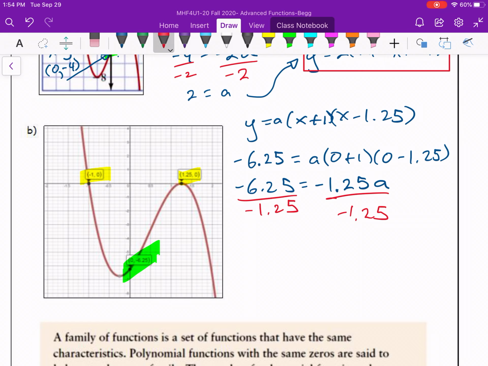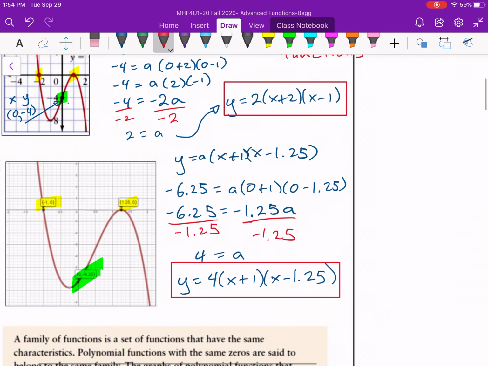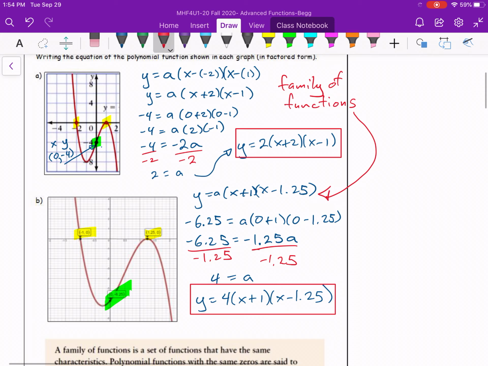And it turns out that negative 1.25 goes into negative 6.25 4 times. So the equation of this particular polynomial is 4 times (x plus 1) times (x minus 1.25). And again, this is a specific function for a specific polynomial, but when we've left a in here and not put a particular stretch factor in, then we're talking about the whole family.